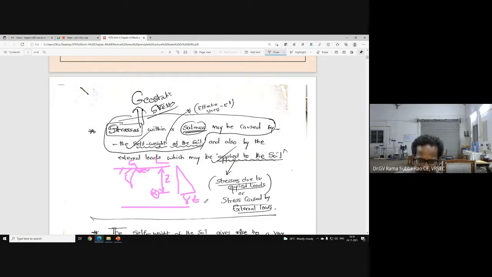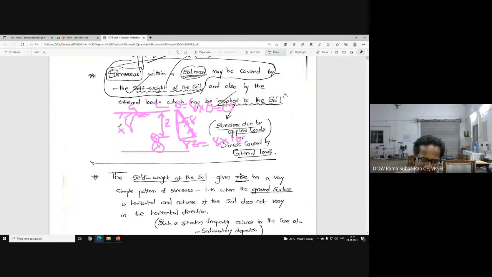Somebody may be interested to know what about the stress at the top, ground level. It is zero, because gamma into zero, where the depth is zero, becomes zero. Now gamma into 1, gamma into 2, like that; if the depth is 10 meter, I can write gamma into 10. If you join the ends of these values, we will get a straight line. From this, we can easily understand stress is increasing linearly. As the depth increases, stress is increasing. In general, we will accept this.